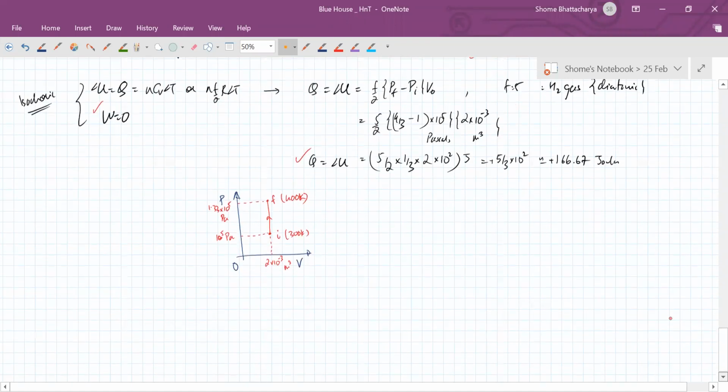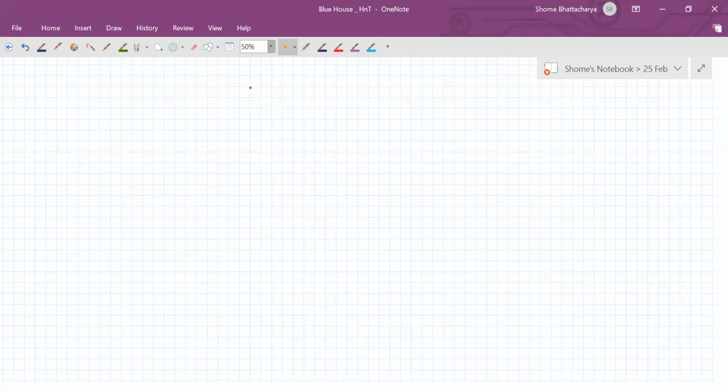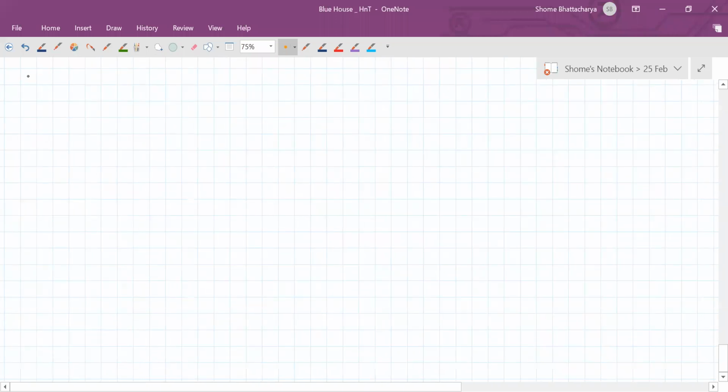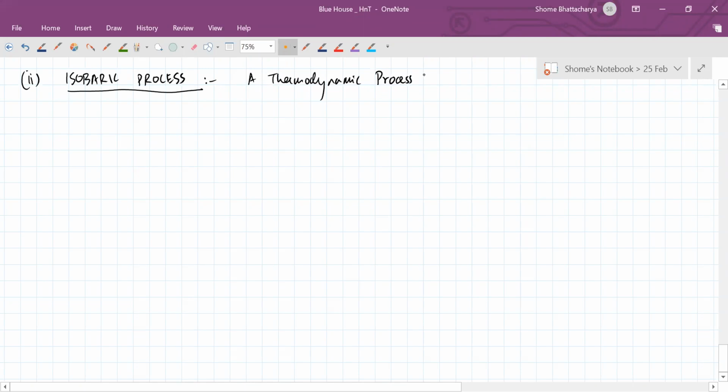Okay, next let's move on to the definition of our second standard process, which is an isobaric process. So an isobaric process is one in which the gas is undergoing a thermodynamic process at constant pressure. Quasi-static thermodynamic process, or very slow.